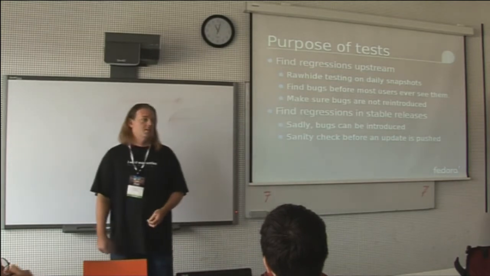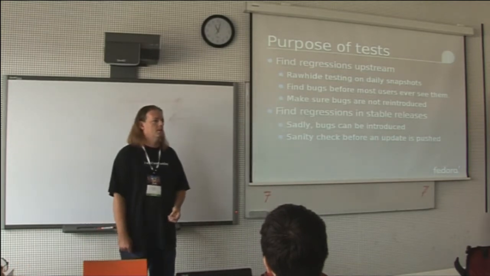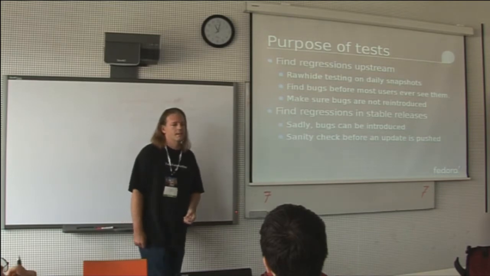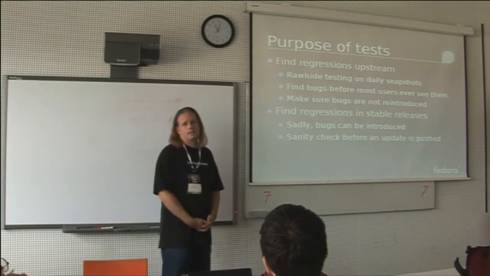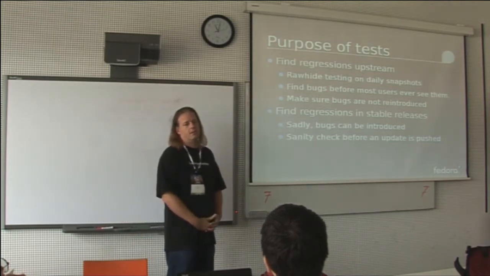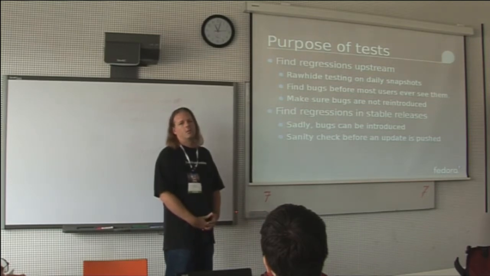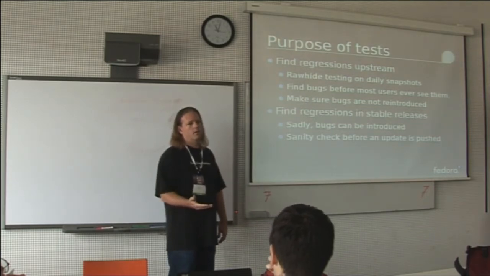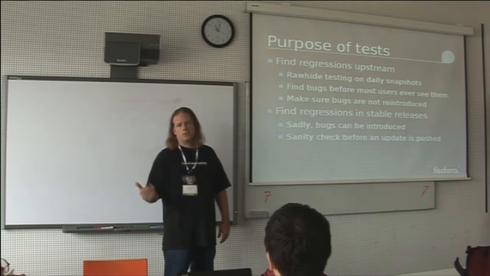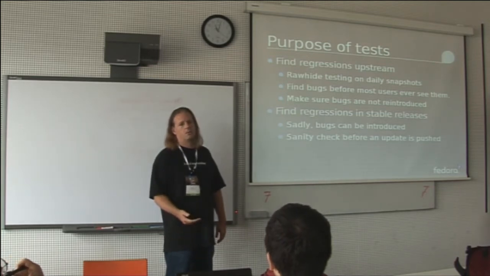Also, we want to find regressions in stable releases. Unfortunately, stable releases, they fix a lot of things. They are not necessarily regression free. So by stable releases, I mean right now we are on 3.15. I'm building 3.15.9 right now for Fedora 20.